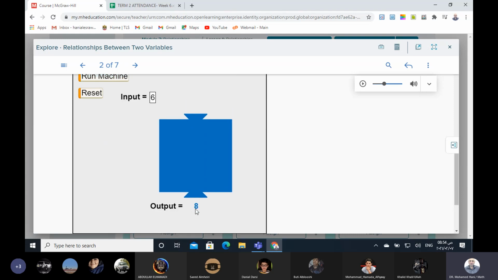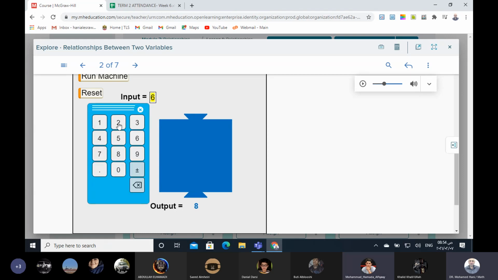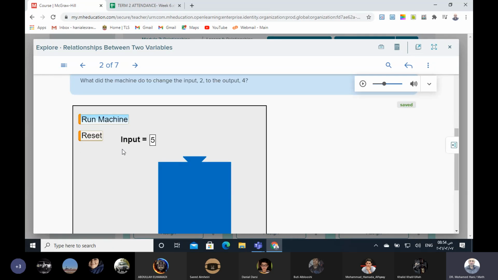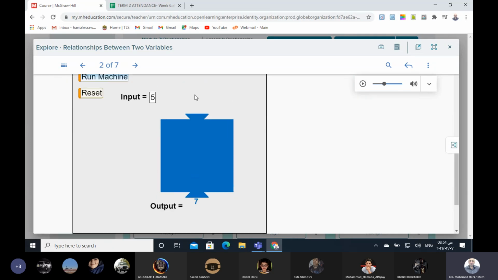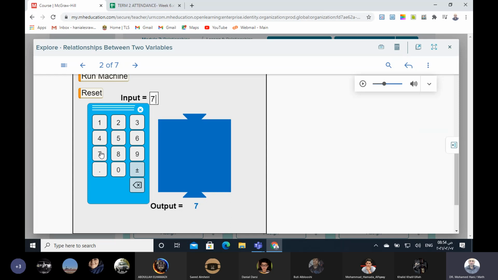As you see here, the output will be 8. Mister, how do we know if the output is 8? Now we just want to learn the meaning of input and output. How to solve it? This is the rule of this machine. Now just wait to know how to solve it. But if I change the input to 5, the output will be 7.